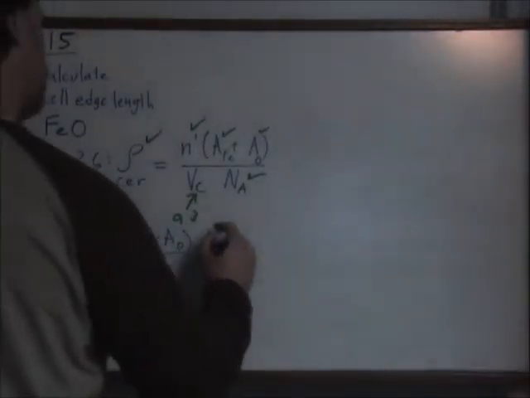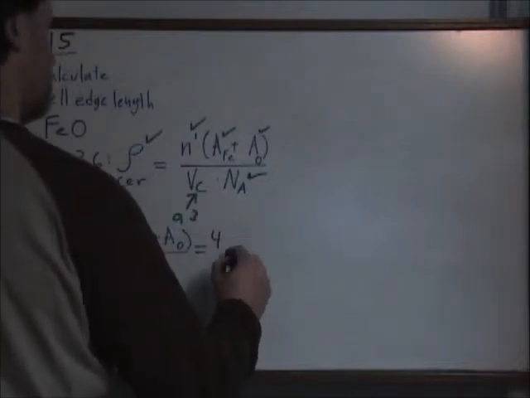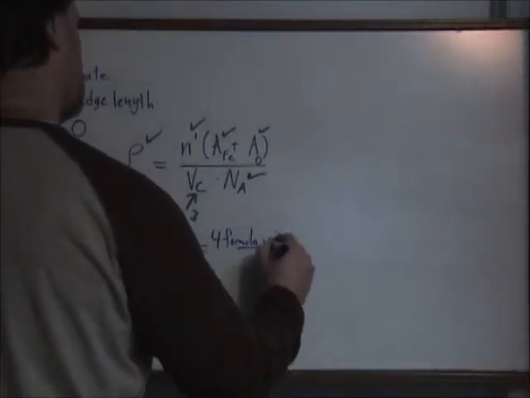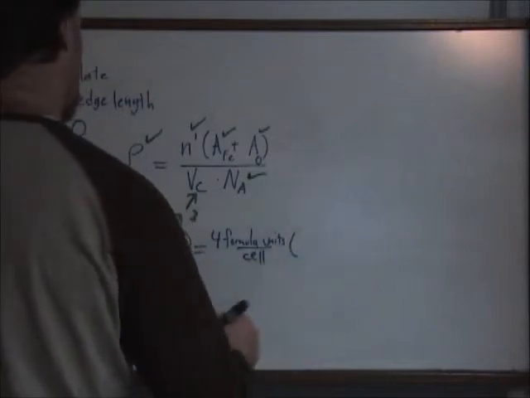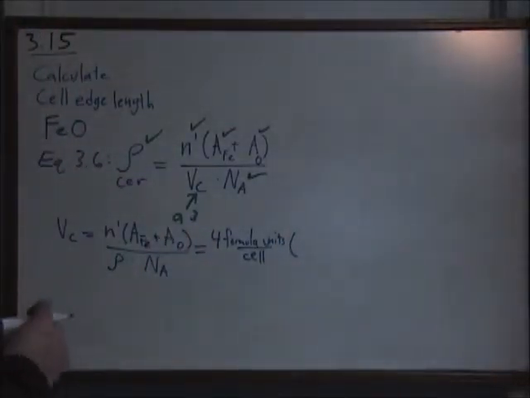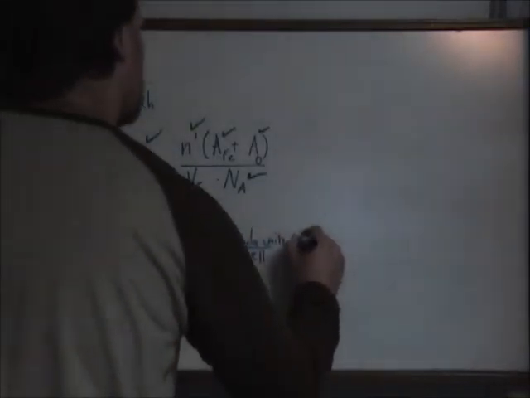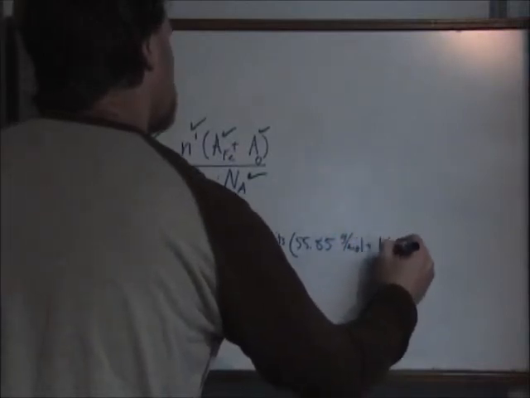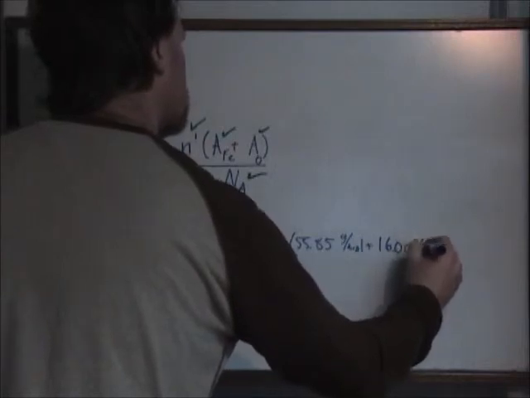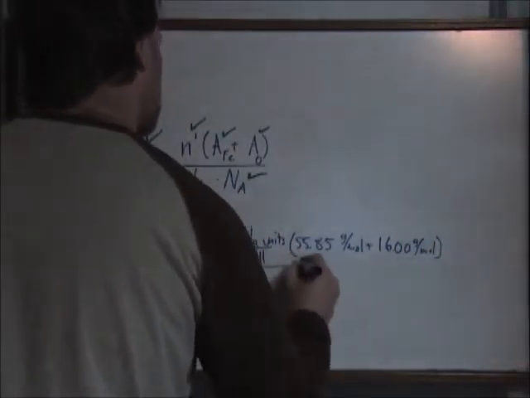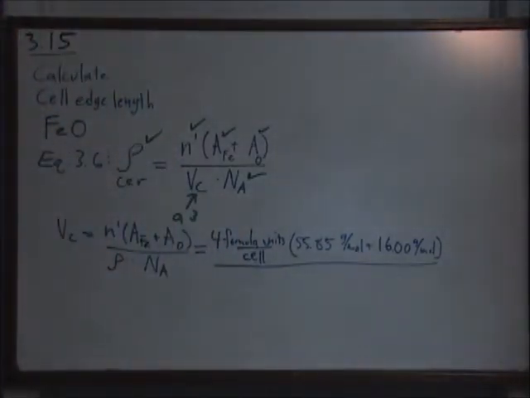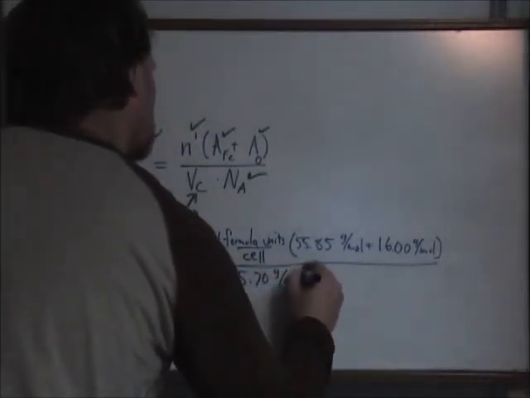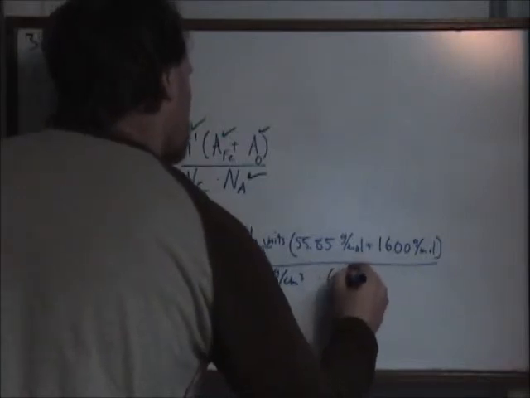Plugging our units in, we have 4 formula units per cell times the atomic mass of iron. Atomic mass of iron is 55.85 grams per mole, and the atomic mass of oxygen is 16.00 grams per mole. Divide by 5.70 grams per cubic centimeter times Avogadro's number.